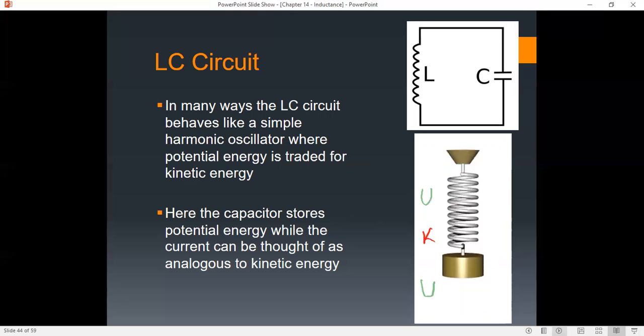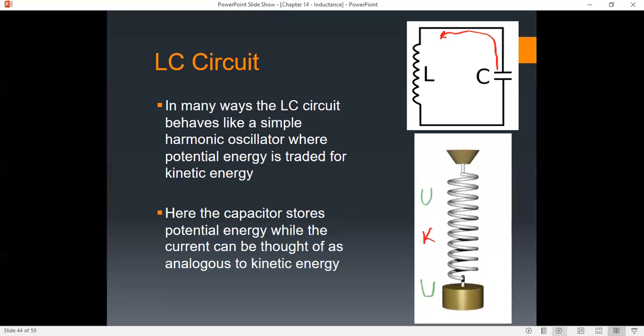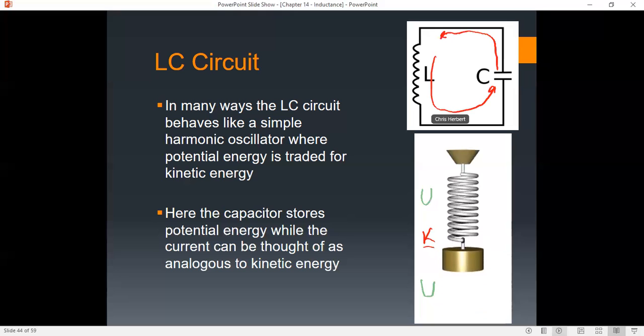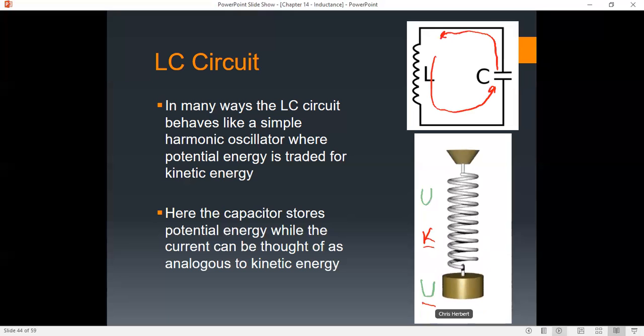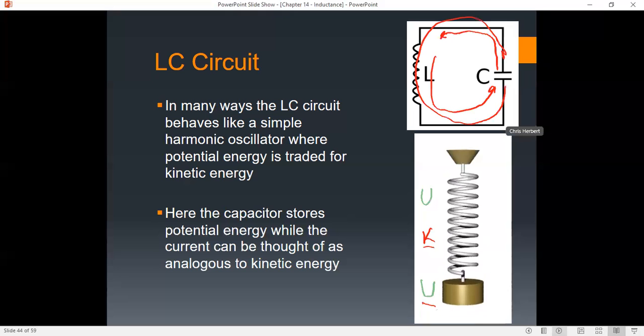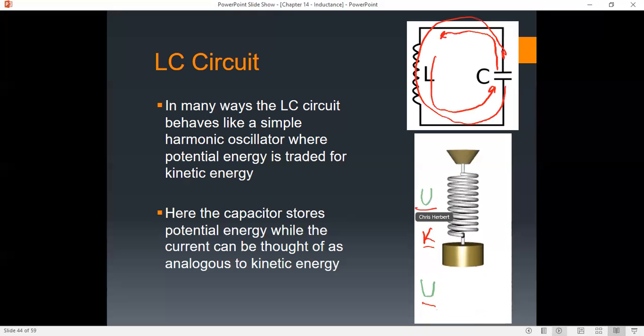will flow from the capacitor through the inductor to produce the magnetic field. So we have the movement of charge that's almost similar to the kinetic energy of the pendulum. And then it will move to the other plate and reverse the polarity of the capacitor. So again, we build up potential energy. Then that charge goes back the other way and builds up potential energy again.